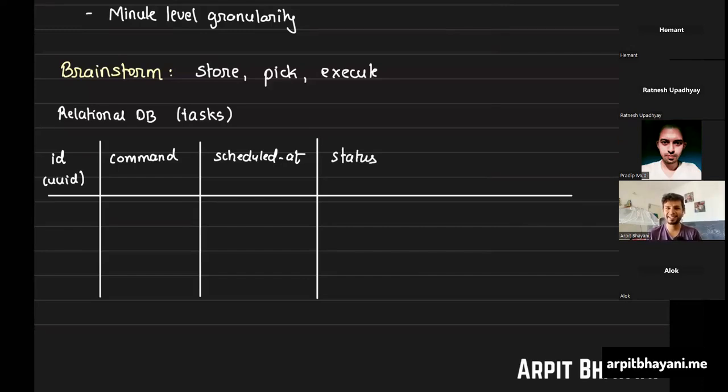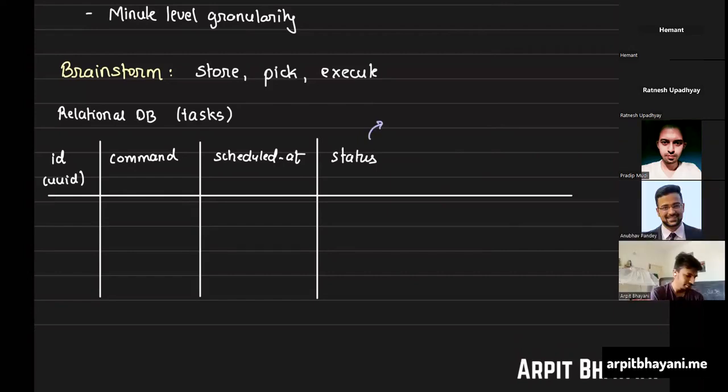So the potential values of status would be? Completed, in progress, not started, or failed. Not started as in it's scheduled. At least this. We are not considering retry, so nothing else.